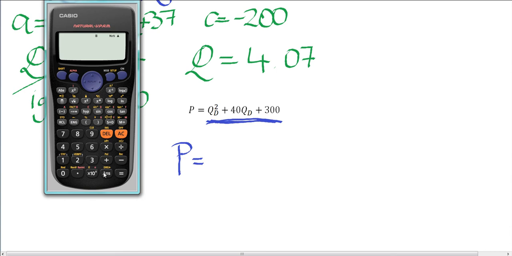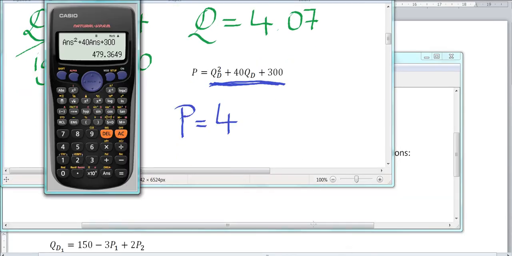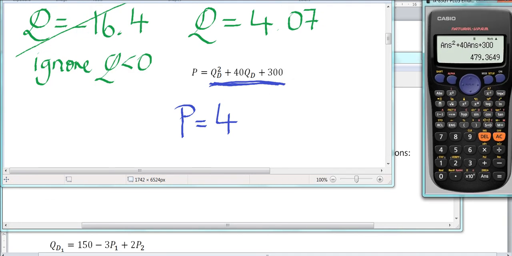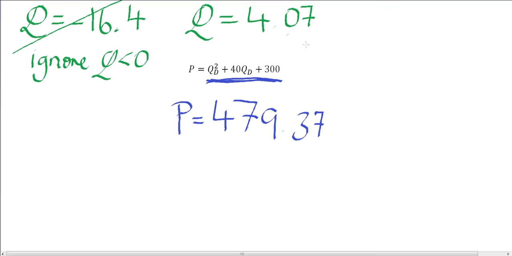I'm going to pretend that button says Q. Okay, so I'll have Q squared plus 40Q, and I can't go wrong here, plus 300 equals. And what it does is subs in the last answer into that expression there. And I'll have 479. So again, I don't need to see all these workings, because they can slow you down. 479.36 or 37. I will not get too upset about that second decimal place, and give your nice final answer.